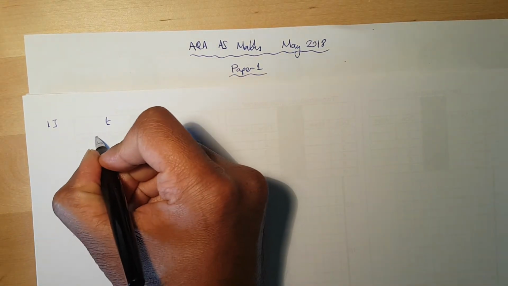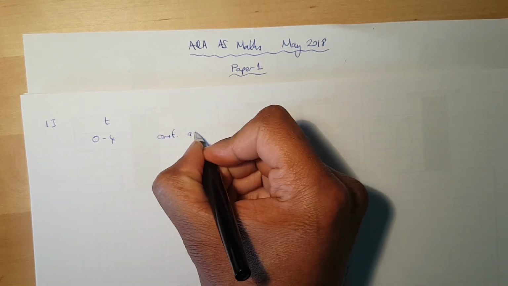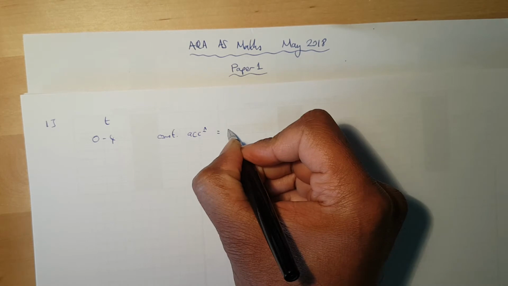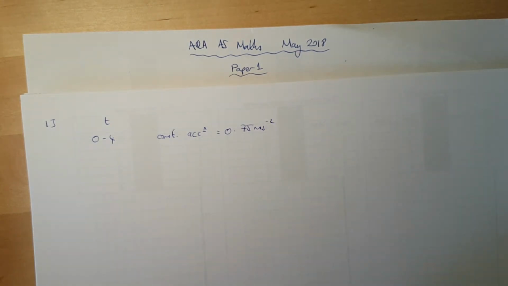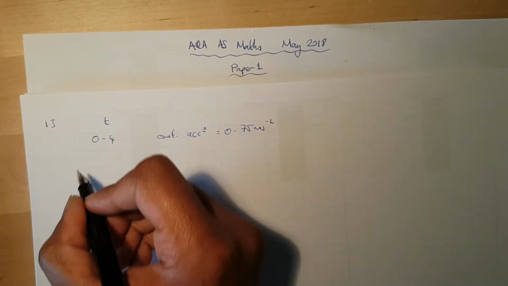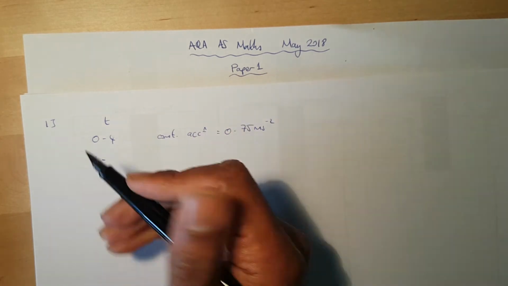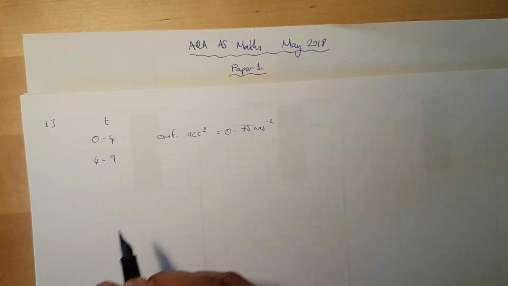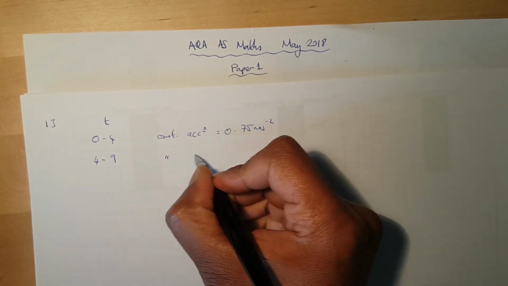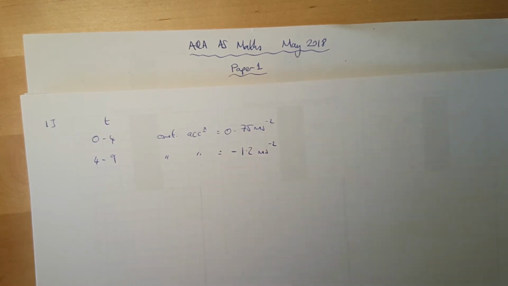So if this is my time 0 to 4, I have constant acceleration of 0.75 meters per square second. For the next 5 seconds, that's between 4 up to 5, up to 6, up to 7, up to 8, up to 9. Just checking I don't make a mistake with the length of time here. The vehicle moves with a constant acceleration of negative 1.2. So again, it's constant acceleration of negative 1.2 meters per square second.